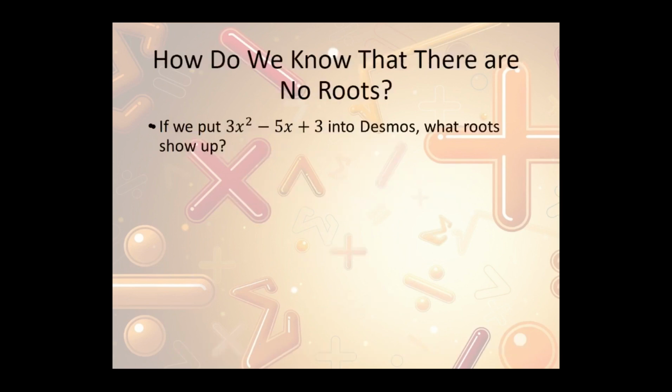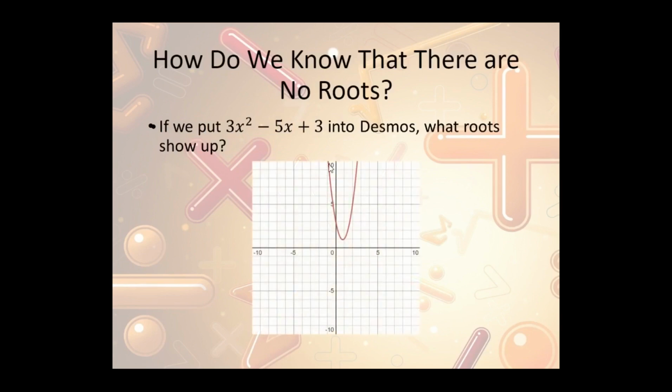So how do we know that there are no roots? If we take this equation and put it into Desmos, it looks like this. We can see that it still forms a parabola, just like all the others do, that U shape. But notice it's above the x-axis and it never comes down and touches. So there are no roots there.